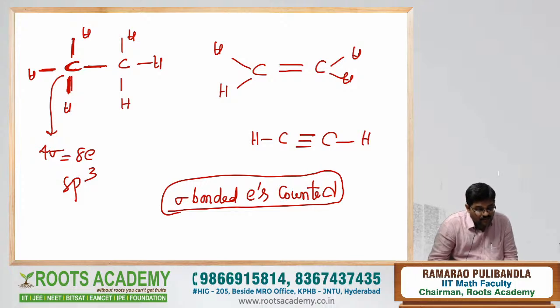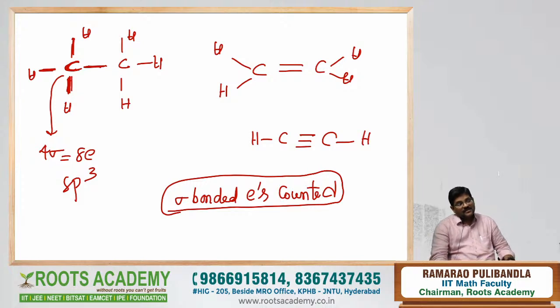What am I saying? 4 sigma bonds means what? 8 electrons. 8 electrons means S orbital accommodates 2 electrons, Px accommodates 2 electrons, Py accommodates 2 electrons, Pz accommodates 2 electrons. That's why 4 sigma bonds means 8 electrons.